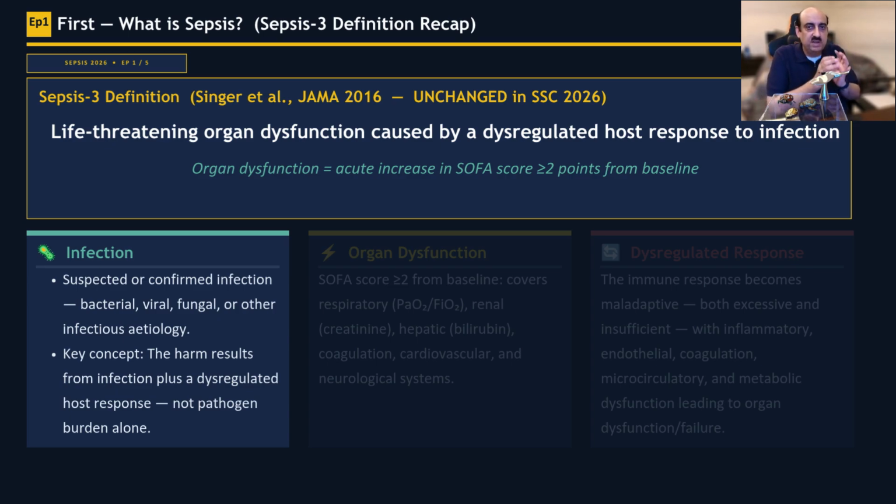Now, if it's a regulated, controlled host response, that will eventually control and treat the infection and help in its resolution. However, if a dysregulated host response occurs, that will lead to a problem and sepsis. And it's not just pathogen burden alone. So this is the key thing. Again, it gives us the concept of an imbalance between the host response to infection and the infection itself.